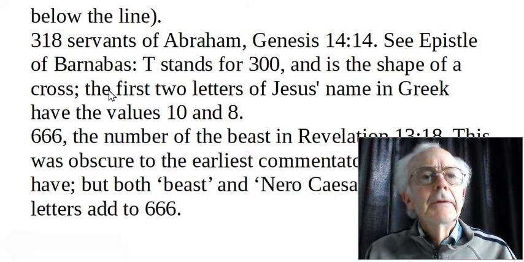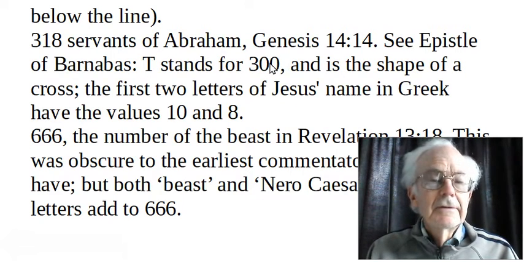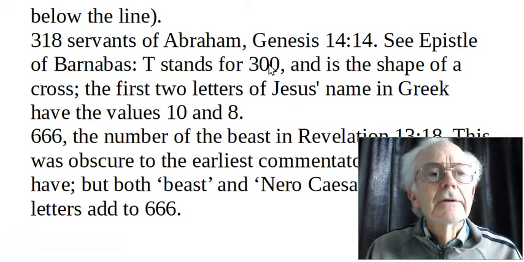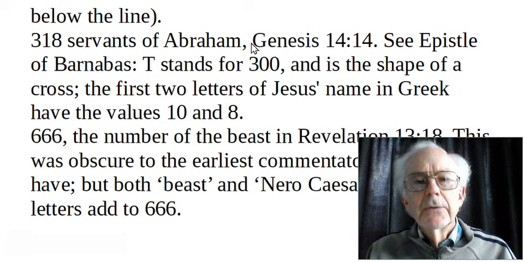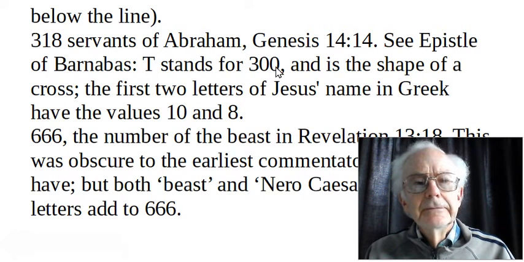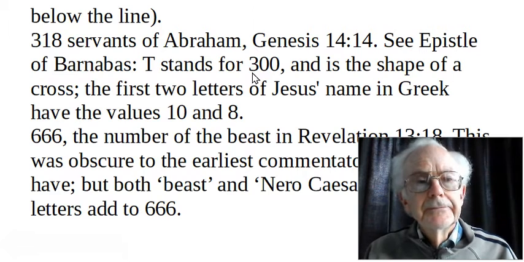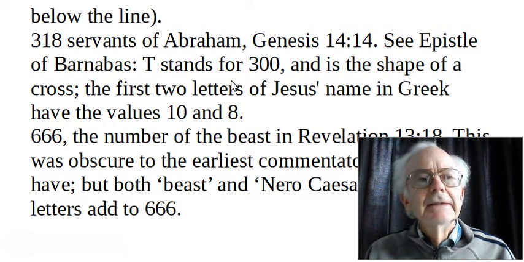Here's another example from the Epistle of Barnabas. So this is outside the New Testament, early Christian writings. It mentions the 318 servants of Abraham that we read about in Genesis 14:14. And so that's represented in Greek letters with a T, which stands for 300, and is the shape of a cross. And the first 2 letters of Jesus' name in Greek have the values of 10 and 8.